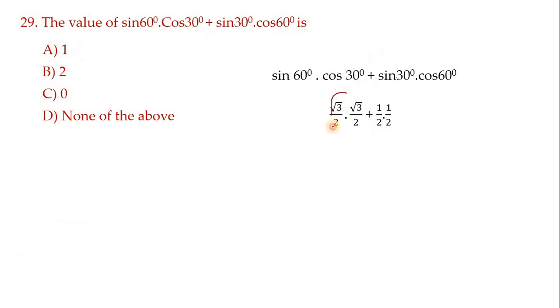Now multiply these two, children. Root 3 by 2 into root 3 by 2. First multiply the numerator. Root 3 into root 3 is root 9. Root 9 has an exact value, that is 3. So 2 into 2 is 4. So write 3 by 4 here, and here multiply. So 1 into 1 is 1 and 2 into 2 is 4. Now let us add these fractions, rational numbers. Denominators are the same. Write the denominator one time and add the numerators. So 3 plus 1 is 4. So 4 by 4 gives the answer, which is 1. So the correct option is A. Move on to the next one.